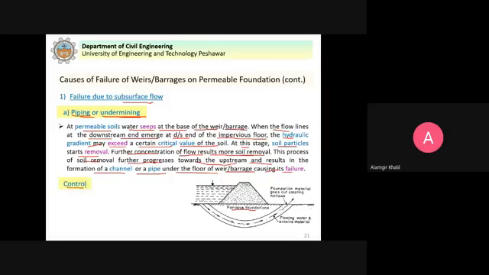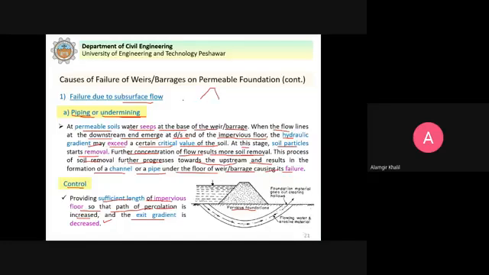So how to control this? Providing sufficient length of impervious floor so that the path of percolation is increased and the exit gradient is decreased. As I already explained, when we have only this as the foundation, the water will seep and it will appear here. But if we provide a sufficient impervious floor, the length of the seepage is increased. This is desirable. Why is this desirable?